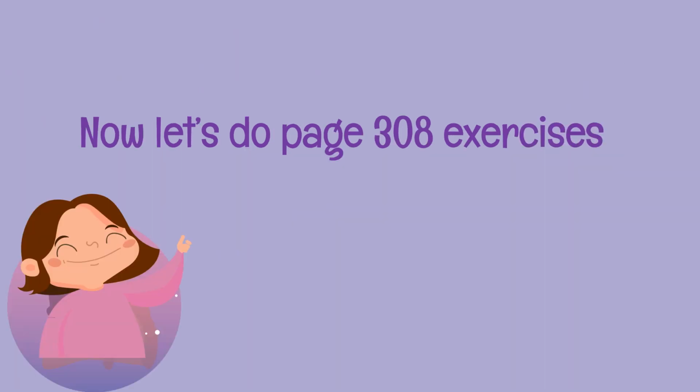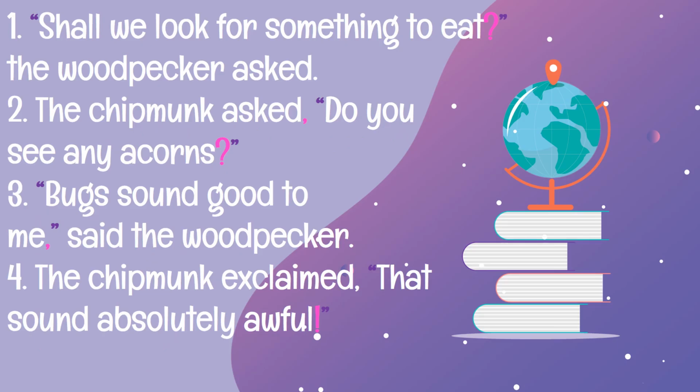Now let's do page 308, the exercises from number 1 to number 4. In number 1, we put the quotation mark, then we start the quote, "Shall we look for something to eat?" I put a question mark, then the quotation marks, the woodpecker asked. In number 2, the chipmunk asked, comma. Then we have the quotation marks. "Do you see any acorns?" Question mark, and then close the quote with quotation marks.